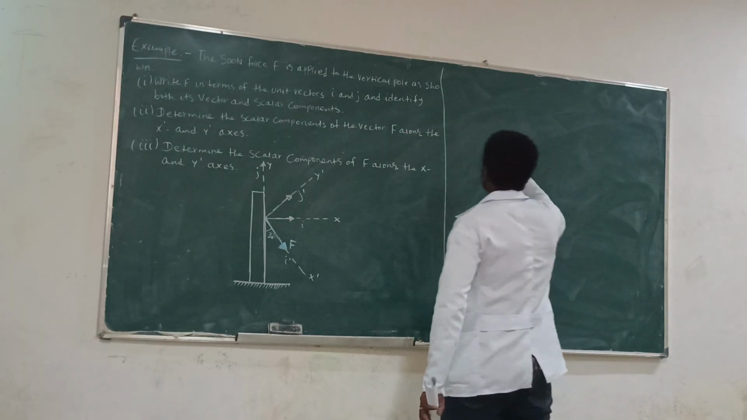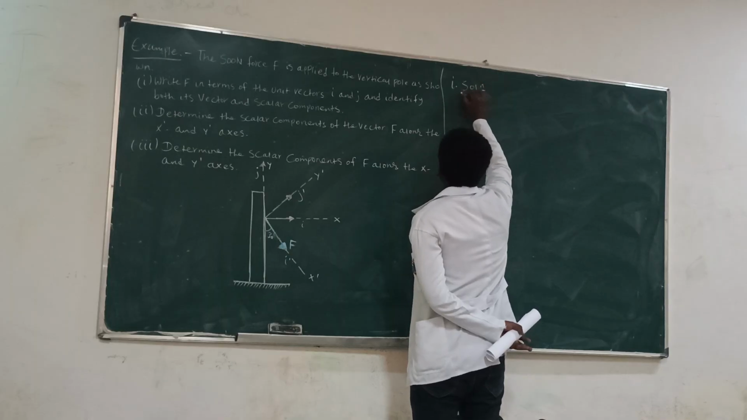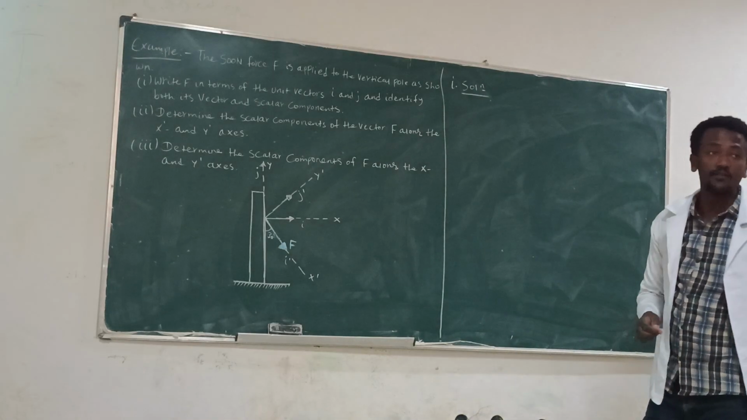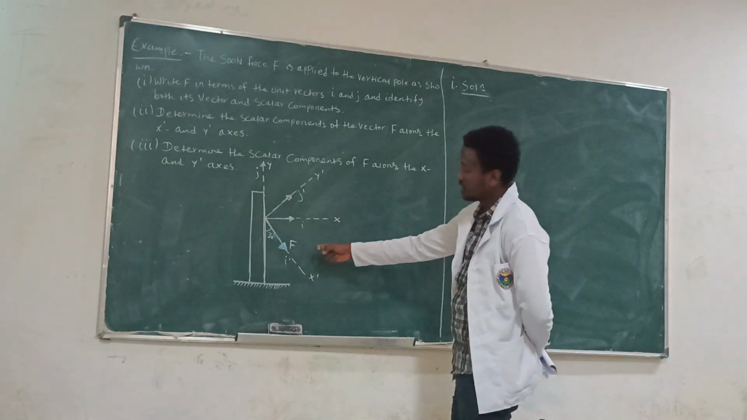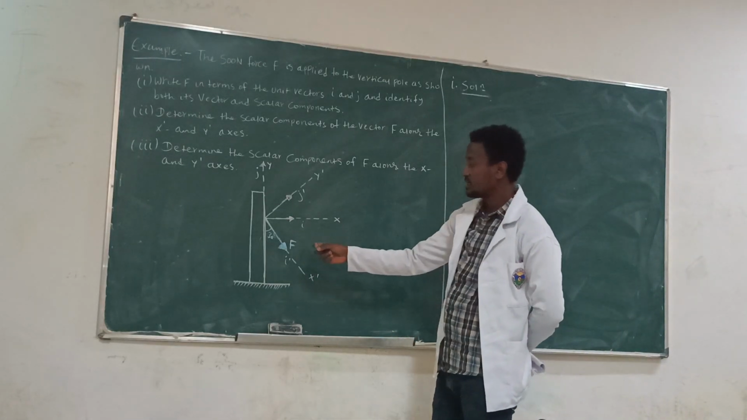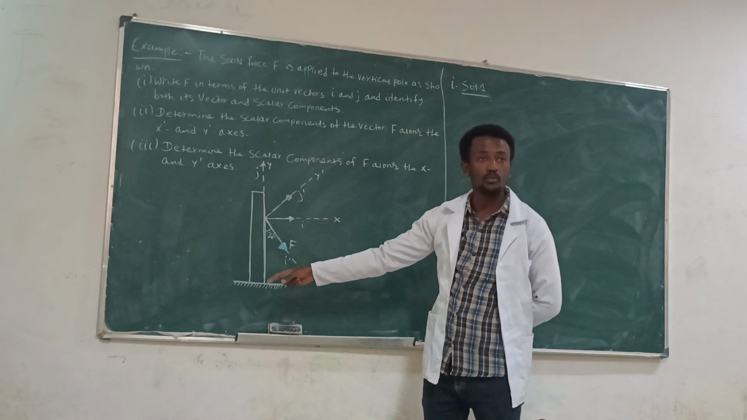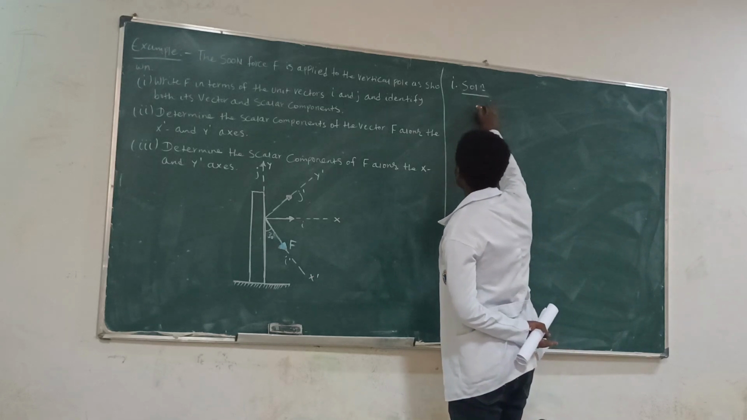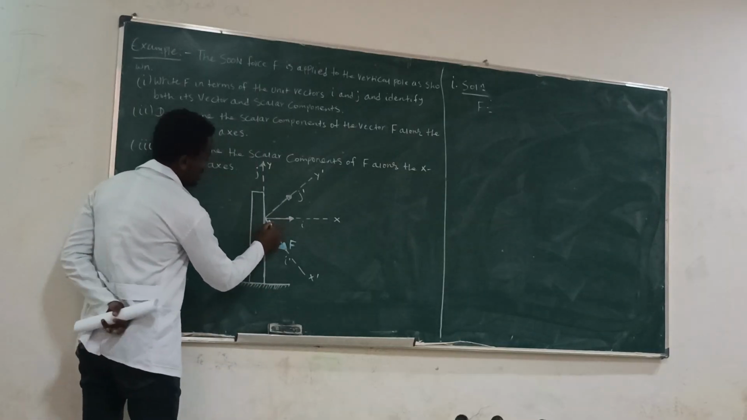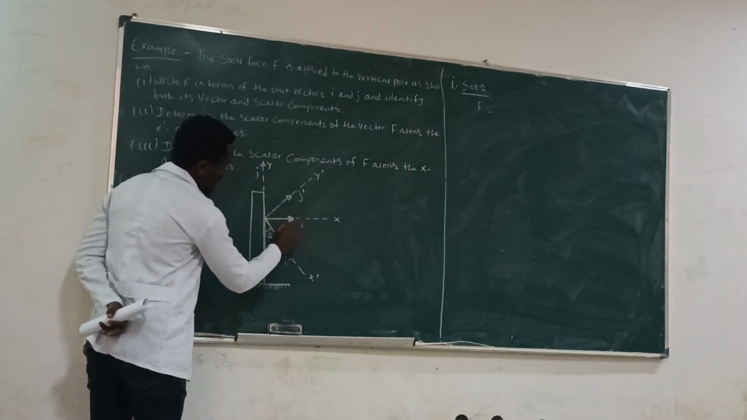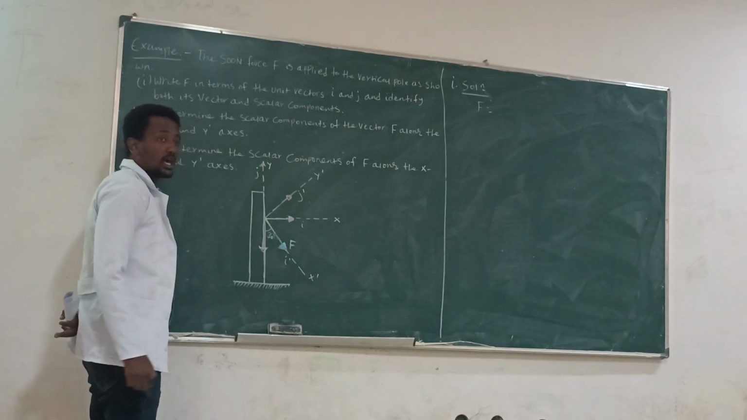So we start from the first solution. Write F in terms of the unit vectors. So we have F as 500 Newton. Therefore, the x and y components: F is equal to the x component, and we have the y component.